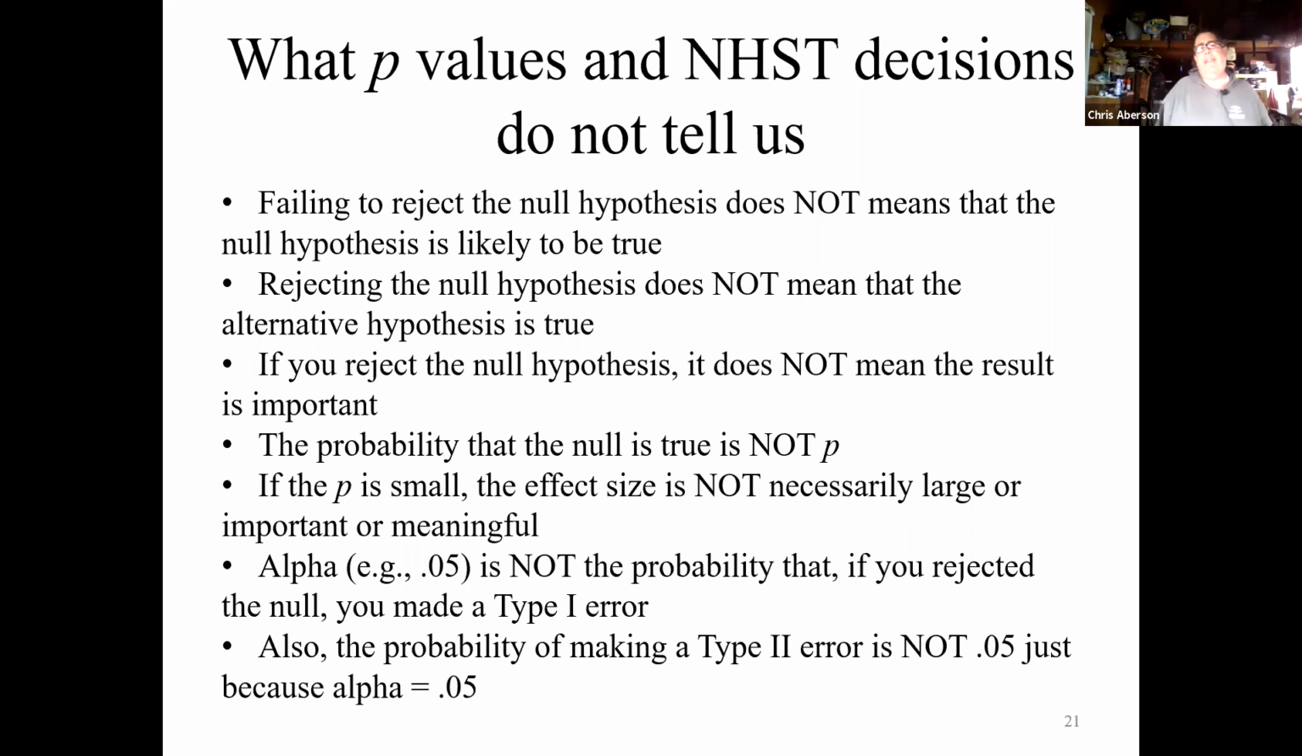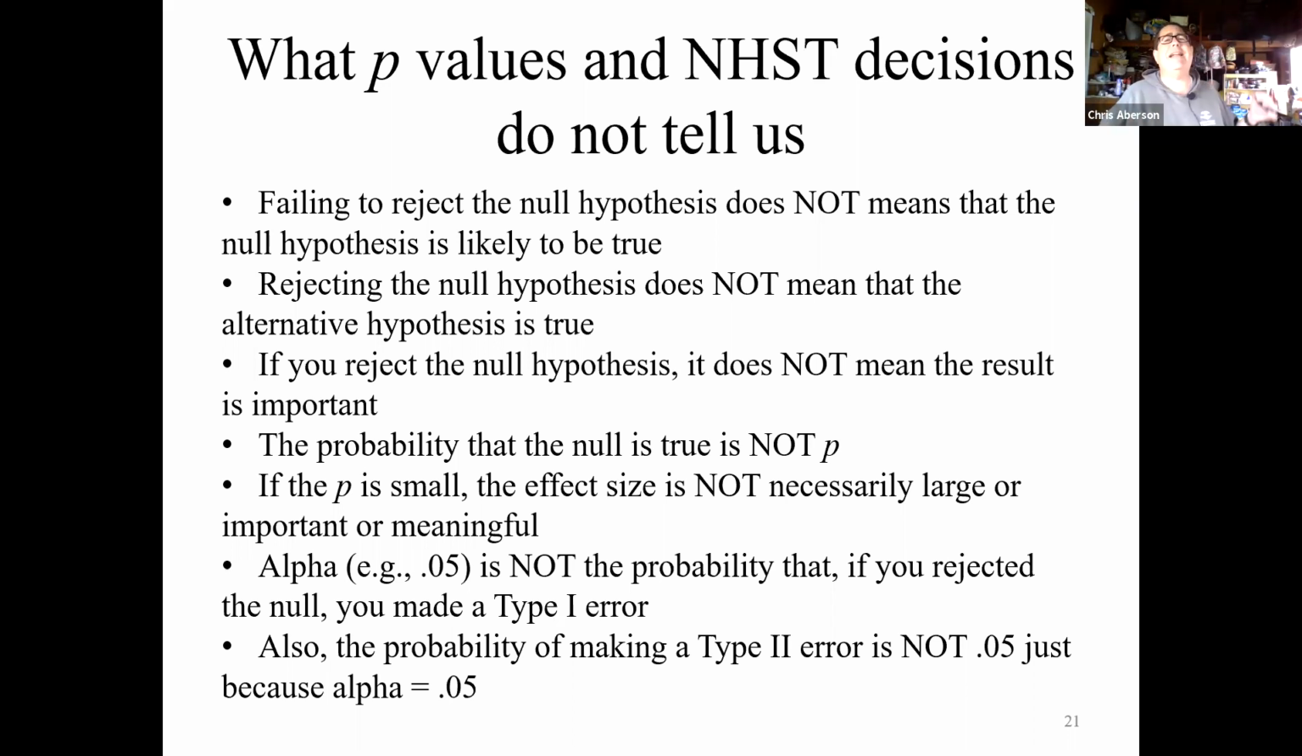All right, what else is important to note? Well, rejecting the null doesn't mean that the alternative hypothesis is true. You're not getting support for your alternative hypothesis from that rejection. This does not mean it's true. You could certainly have made a type 1 error. If you reject the null, it does not mean that you have an important result.